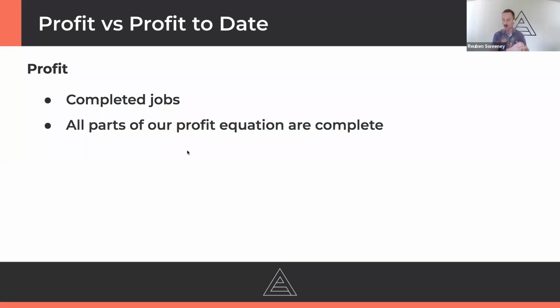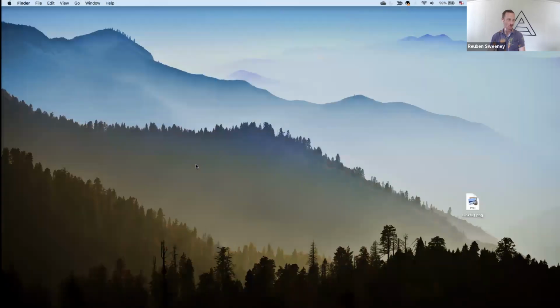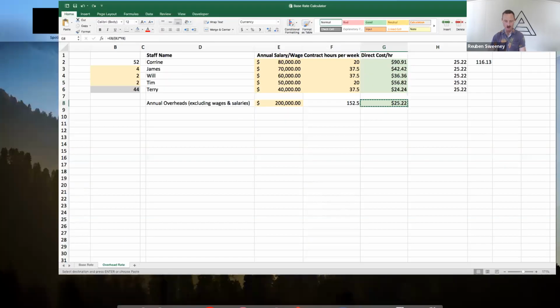In order to work, we need to ensure that all parts of that profit equation are complete at the job level. So those invoicing, all those costs are captured. That will give us a gross profit and optionally a net profit. Let's look at an XPM example. Those of you using XPM, feel free to click along.